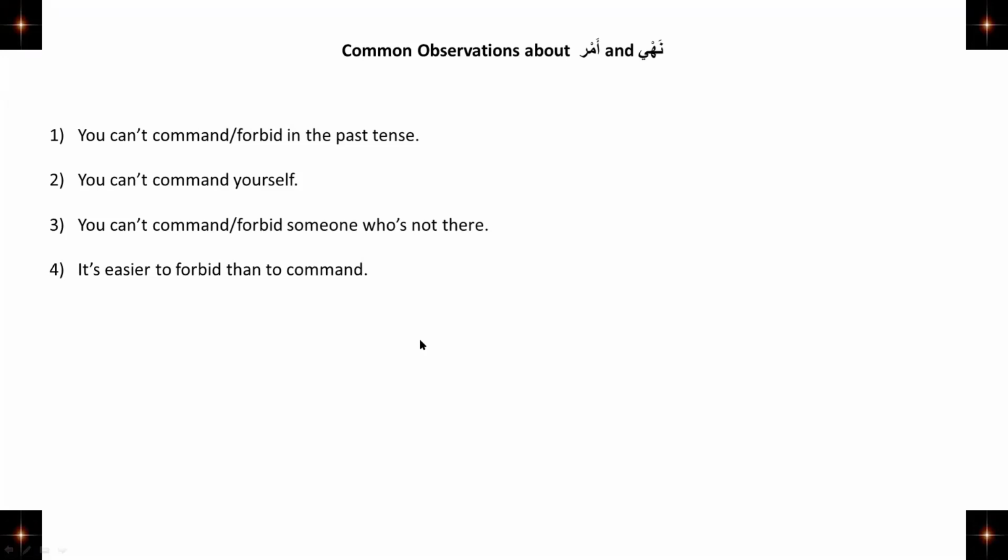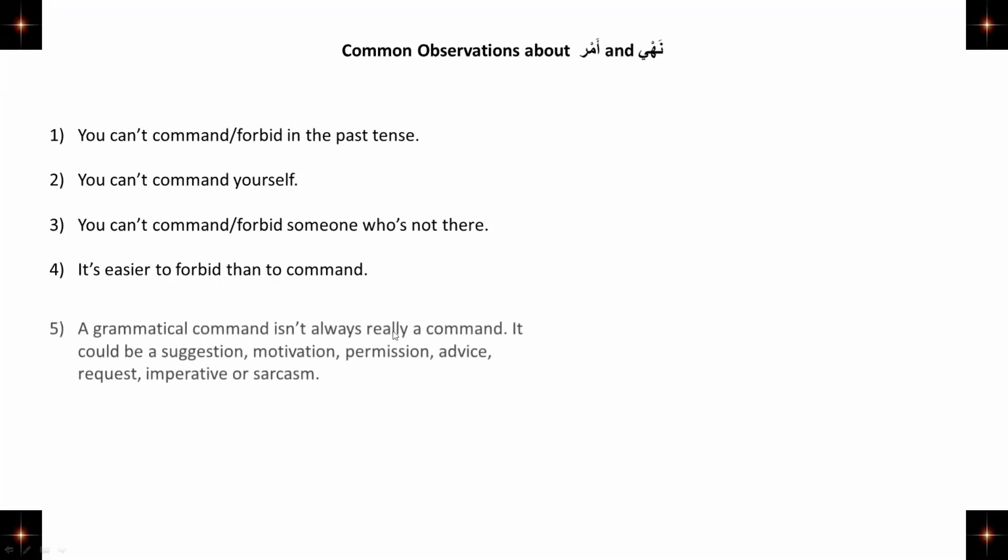Good. It's also easier to forbid than to command. Well, somebody will say, why? This has to do with nahu. In nahu, it's easier to forbid than to command. Okay? Or you can say in Arabic, النهي أسهل من الأمر. النهي أسهل من الأمر. Reasons will come.